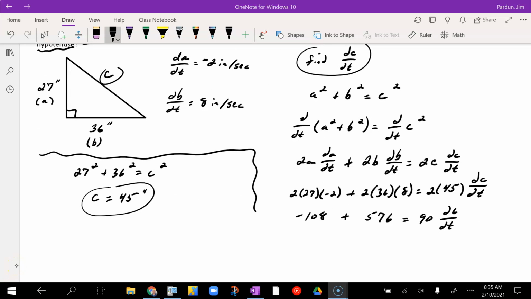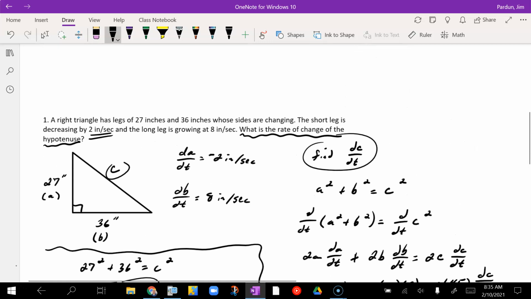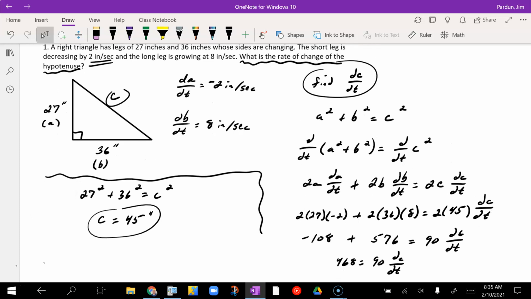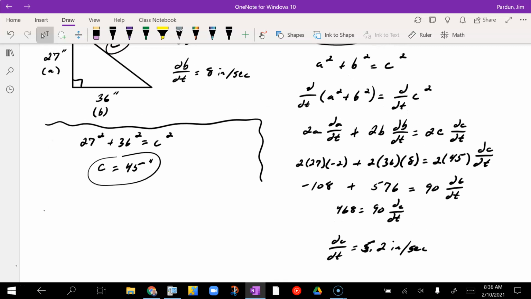Negative 108 plus 576, which is going to be 468, is equal to 90 dc/dt. When I divide both sides by 90, I get dc/dt to equal 5.2 inches. Is it inches? Is it meters? It's inches. Whoops. Inches per second. So I can say that dc/dt, or I can say that the hypotenuse is changing at a rate of 5.2 inches per second, and that's the solution. How did you do?